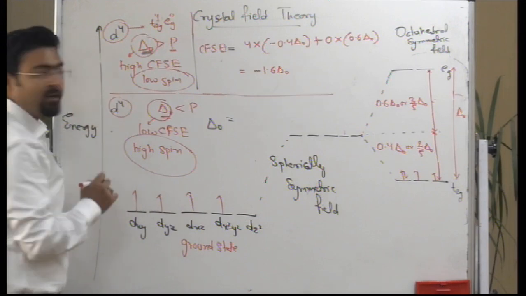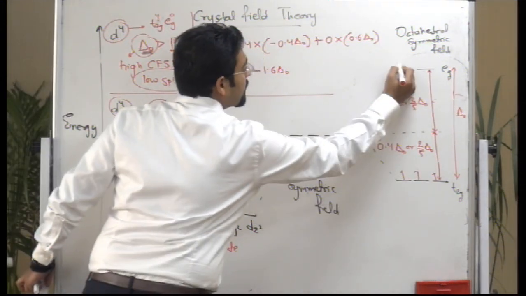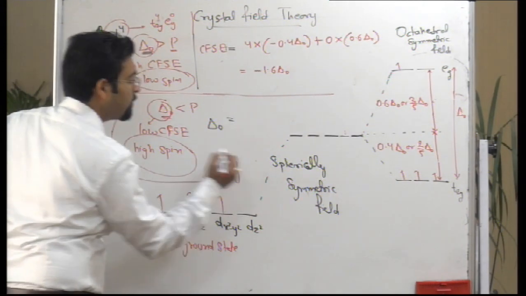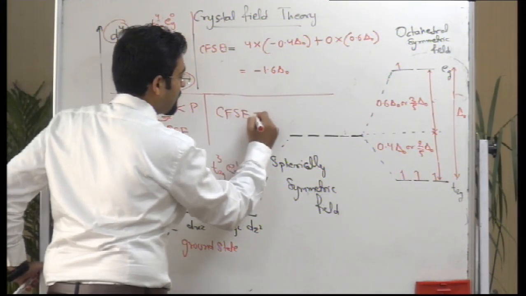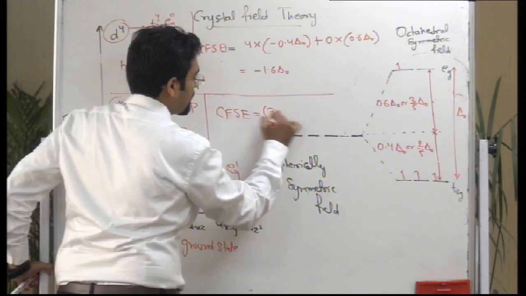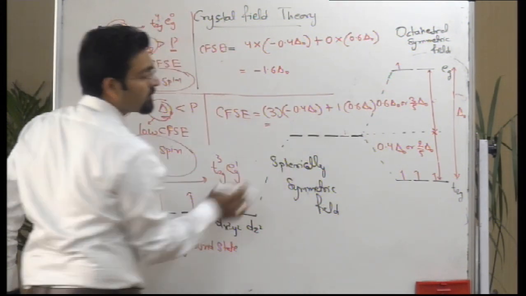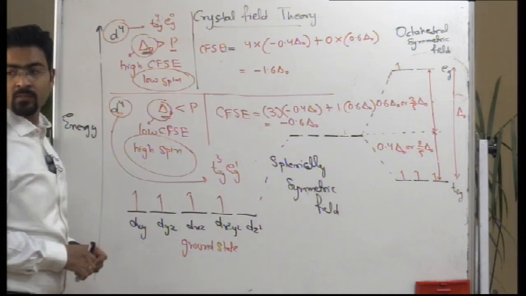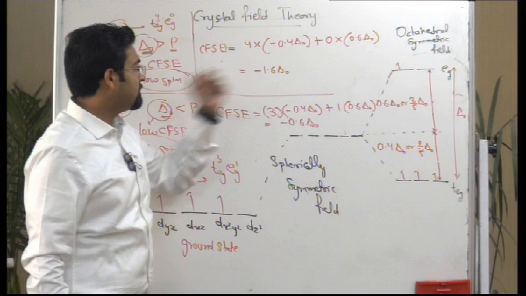Now, if I calculate it for the D4 case where the pairing did not happen and one of the electrons has gone to EG, in such a case, the D4 can also be written as T2G3 and EG1. So for 3 electrons, the energy has decreased, which is minus 0.4 delta O, but for 1 electron, the energy has increased by 0.6 delta O. So it will be minus 0.6 delta O. Right? So as I can see, the decrease in total energy is higher in this case and lower in this case. So by magnitude, the CFSE is higher.